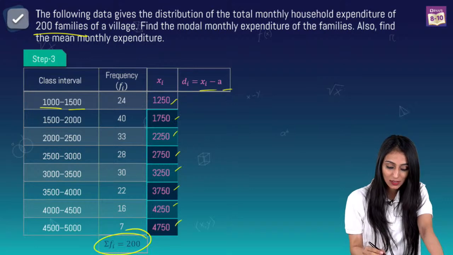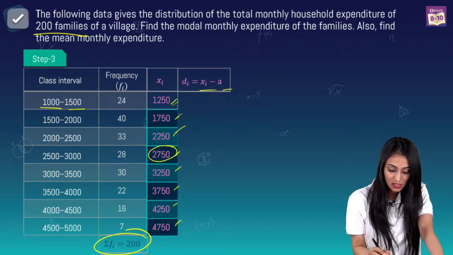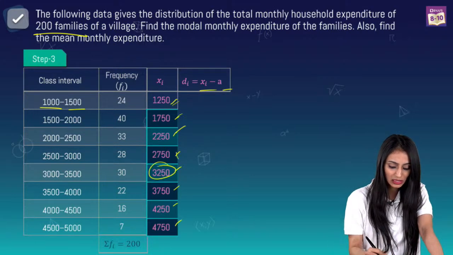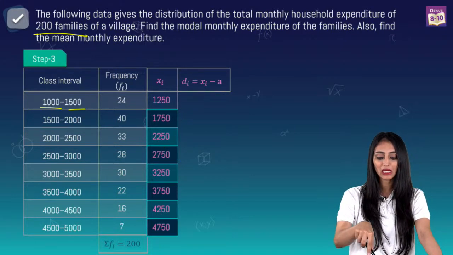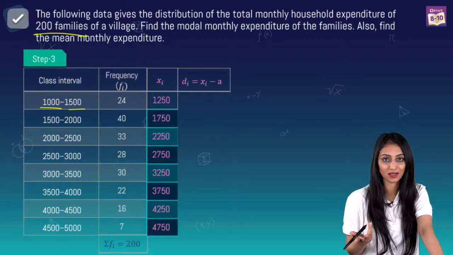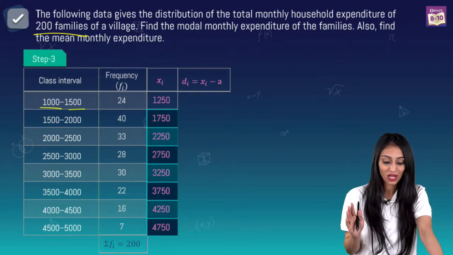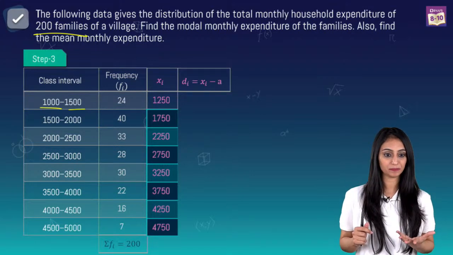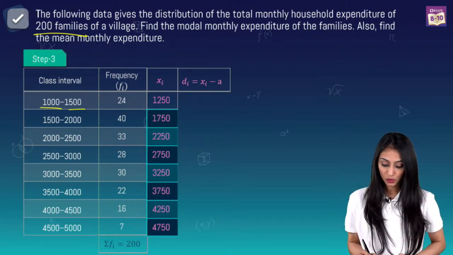So what you can do is 1, 2, 3. Either you can pick this value and you can leave these ones, right? Or you can pick, let's say, this value, you leave this one. See, whatever value you pick, it doesn't matter because it is assumed mean, right? Answer will not change. So generally we pick up the middle value so that the calculation becomes simpler. That's the reason. So here, assumed mean, right?